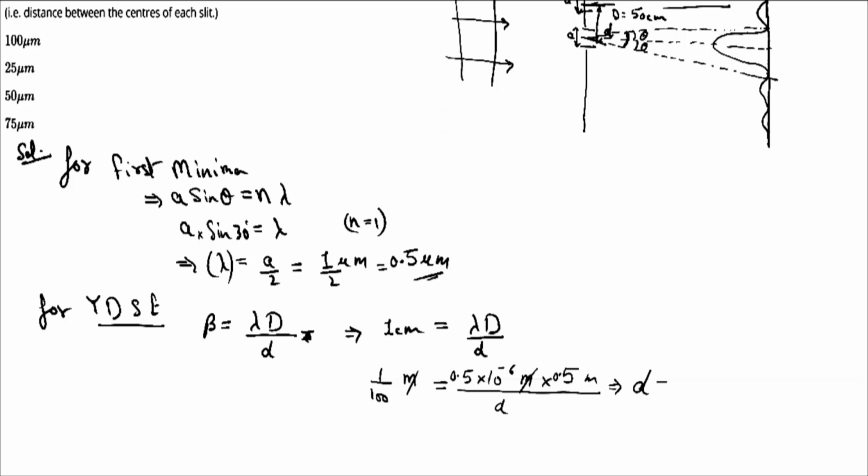Now the value of d we get as 100 into 0.5 into 0.5 into 10 to the power minus 6, and on solving we get d to be 25 micrometers. So this is the value of d between the two slits. Therefore, option B is the correct answer of this problem.